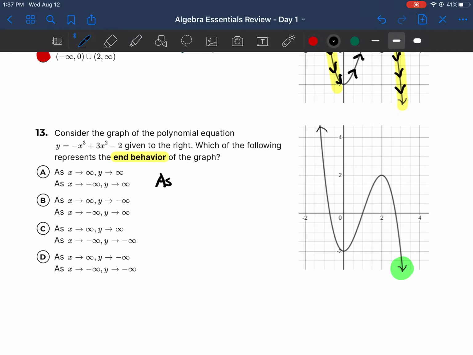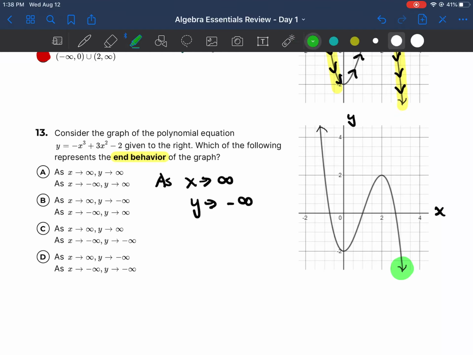Well, as x approaches infinity, think about x. X is the horizontal axis. If x goes to infinity, that means x is going to the right. So as x goes to the right side, we already determined that the y values are going down or decreasing. So as x goes to infinity, y is going to -infinity, because for the y-axis, down would be approaching -infinity.